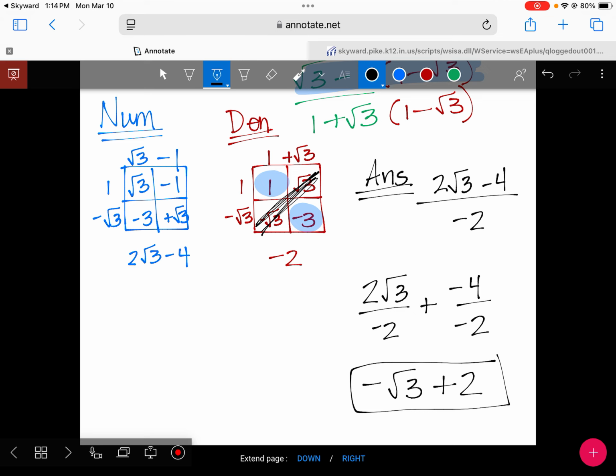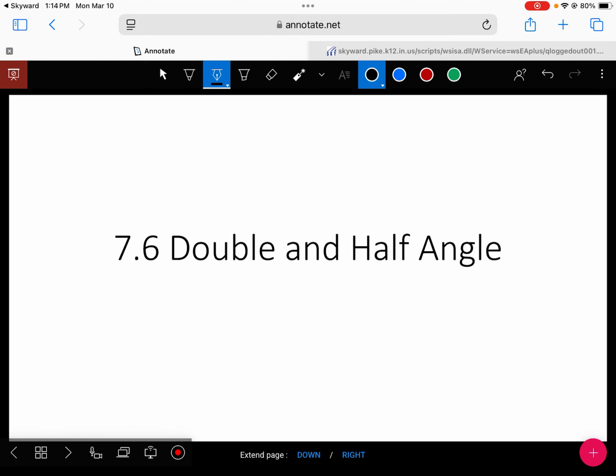So 7.6, go ahead and title your notes. 7.6 is double and half angle. So if you're titling your notes, I'm probably going to add something to this page. All right, we got our notes titled. We ready? 7.6, double and half angle.